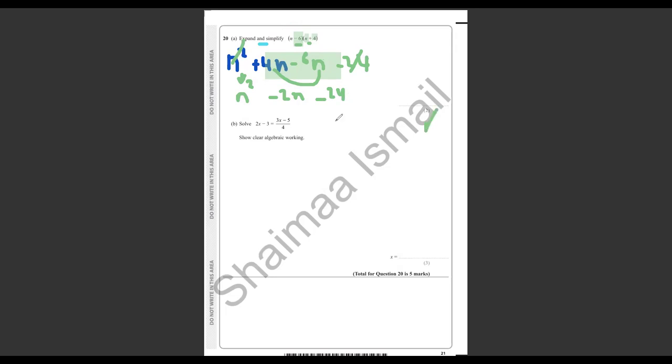Okay. Here we need to just solve. That's 2x minus 3 equal to 3x minus 5. 3x minus 5 in the numerator, and the denominator is 4.